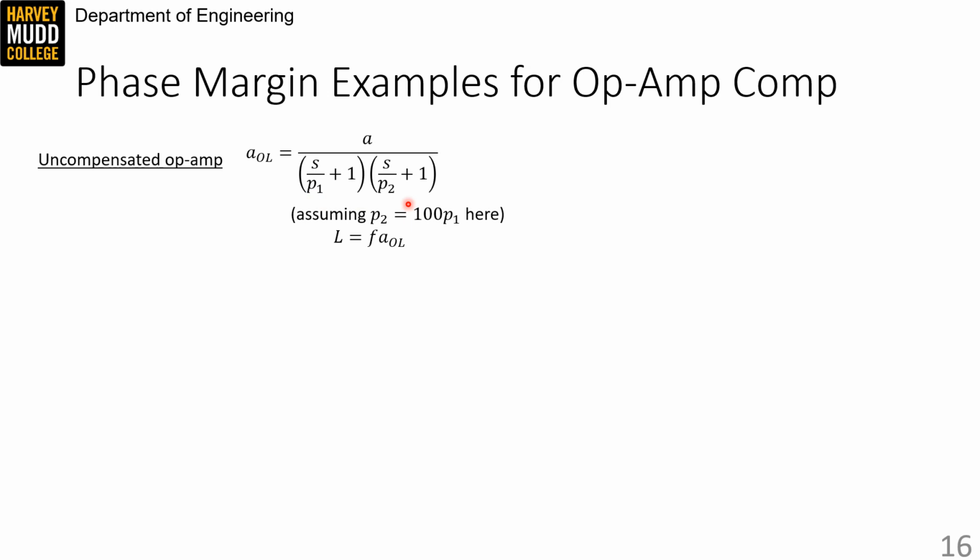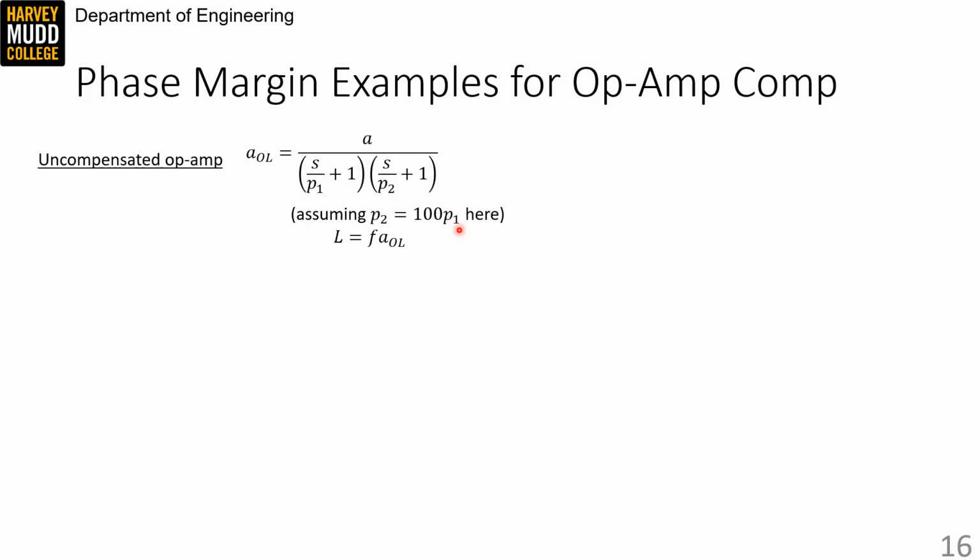And this is often a good approximation for an uncompensated op-amp. We're ignoring the feedthrough zero that would be up here for simplicity. Two other details are important. We're going to assume that P2 is equal to 100 P1, which makes drawing the images a little bit easier.